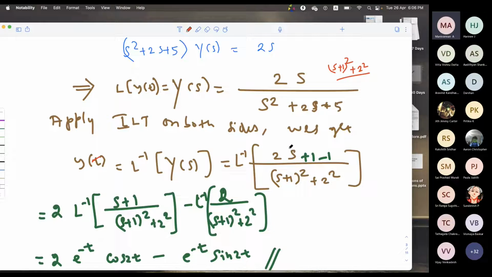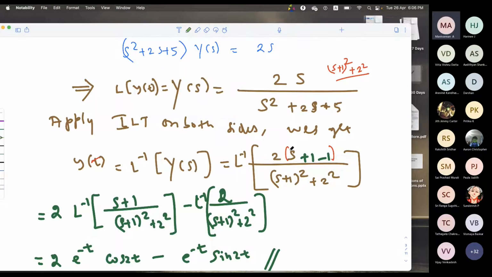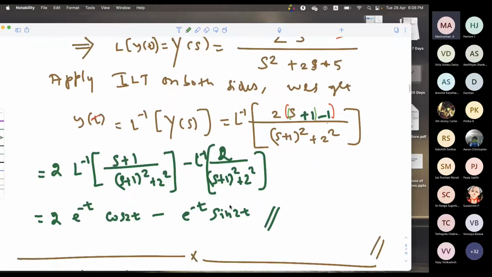This can be written as s. S will be replaced as s plus 1 minus 1. Am I right? Yes, sir. So add and subtract of these things. Then up to this. Okay, this maybe I will give in the other color. I am going to consider this s plus 1 separately, then minus 1 also separately. So 2 times s plus 1 upon (s plus 1) whole square plus 2 square, minus 2 times 1 upon (s plus 1) whole square plus 2 square.